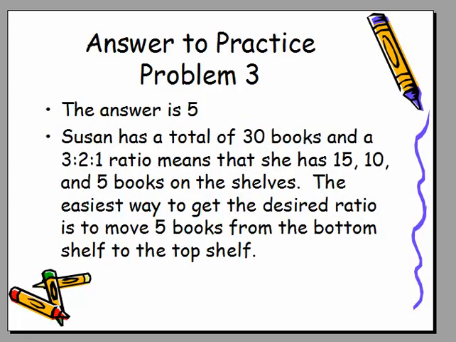The answer to practice problem 3 is 5. Susan has a total of 30 books, that's 3 shelves with 10 books apiece, and a 3-2-1 ratio means that she has 15, 10, and 5 books on the shelf.